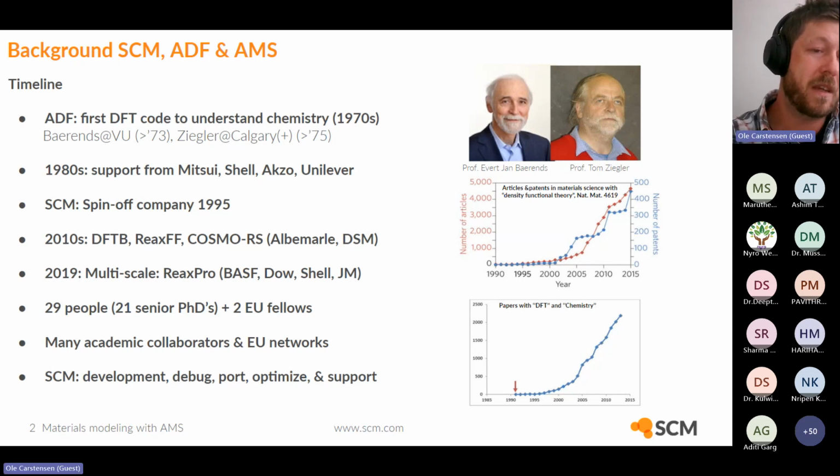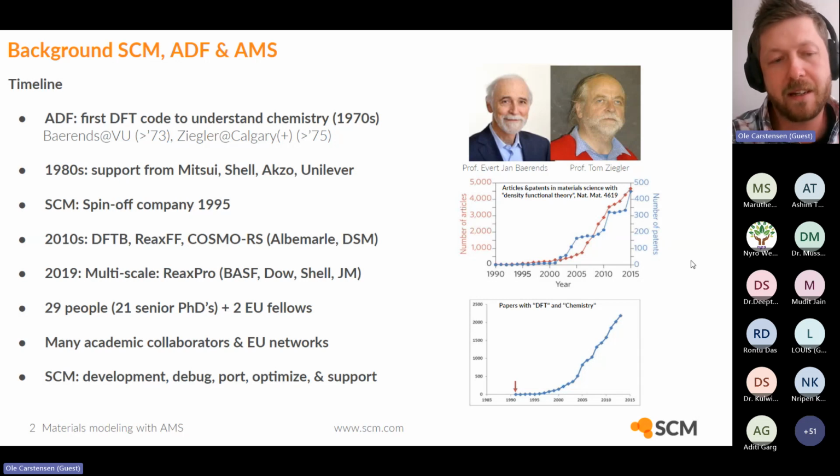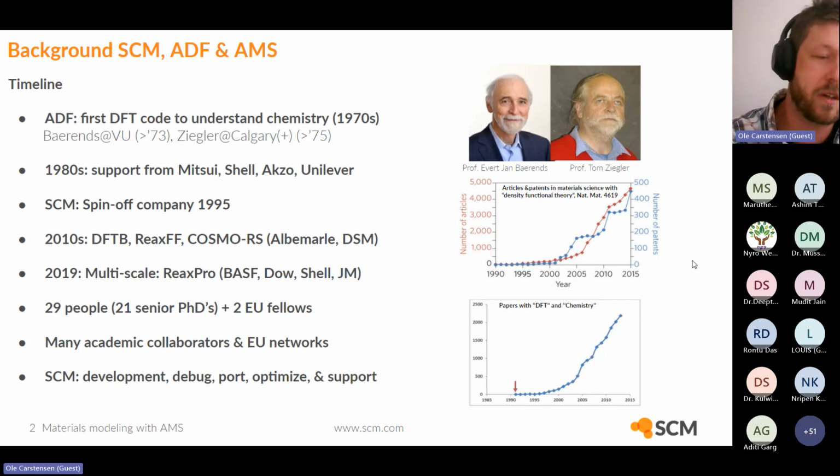So eventually, the company SCM was founded in the 90s. In 1995, SCM, Software for Chemistry and Materials, was founded. And the purpose of SCM up to this day is to develop, debug, port, optimize, and support the Amsterdam modeling suite. In the beginning it was ADF, but soon after more software codes came, and a whole package was formed. This package, which we will have a look at in a second, is what we call the Amsterdam modeling suite, AMS in short.